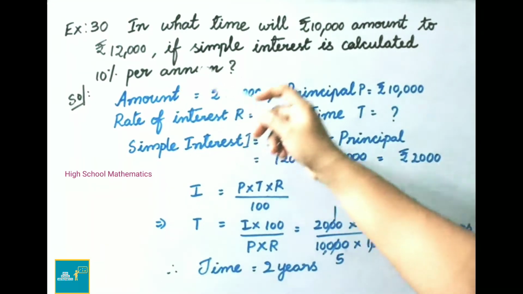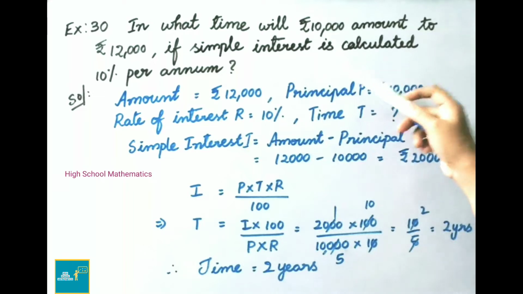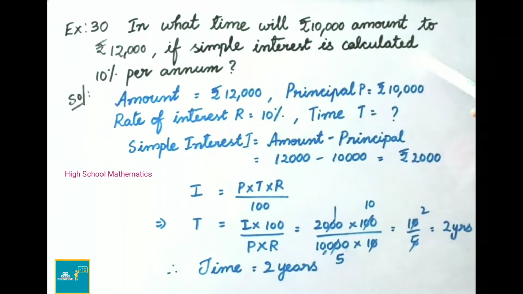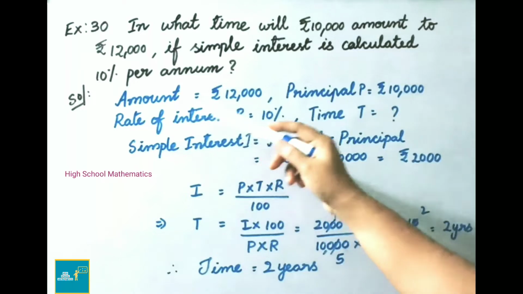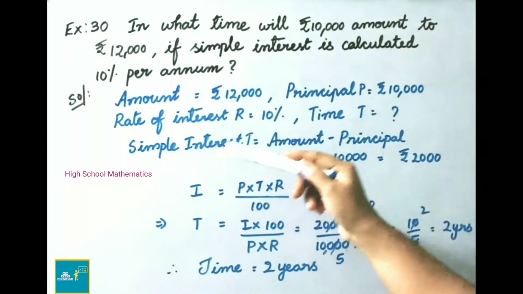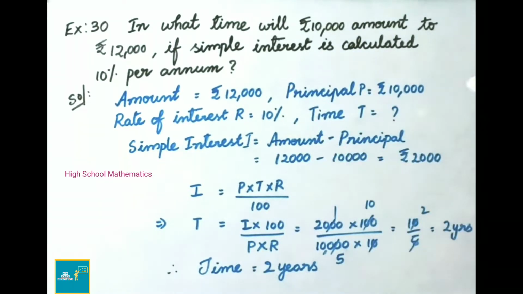See example 30. In what time will 10,000 amount to 12,000 if simple interest is calculated at 10% per annum? Let us see the solution. Amount means here total amount, that is 12,000 rupees. Principal amount P equals 10,000 rupees. And rate of interest R is 10%. We have to find time T equals how much?